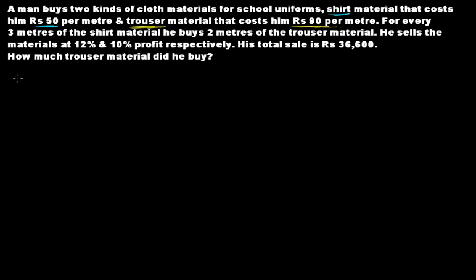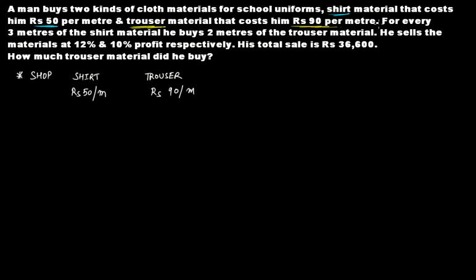Imagine that you are the shopkeeper, right? And you own a shop. What you do is you buy shirt material and you buy trouser material. Now the rate given is that if you buy 1 meter of shirt, it costs you rupees 50 per meter, and for every meter of the trouser material that you buy, it costs you rupees 90 per meter. Okay, this much we know.